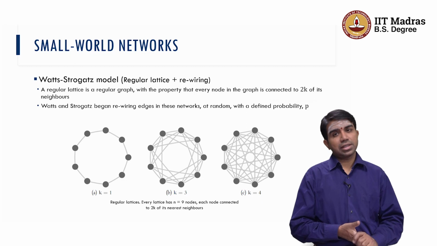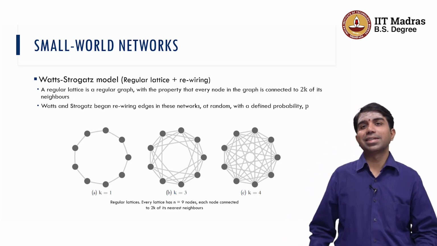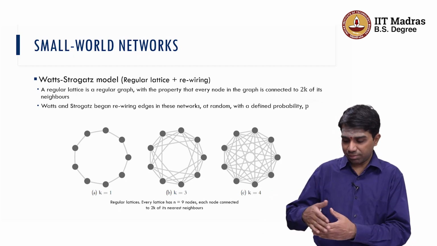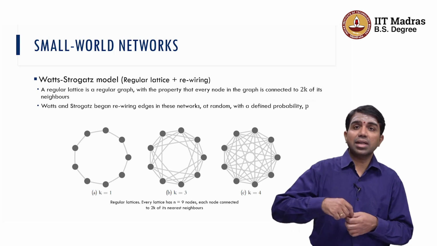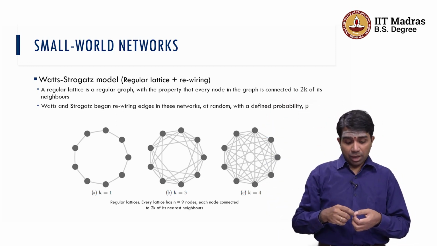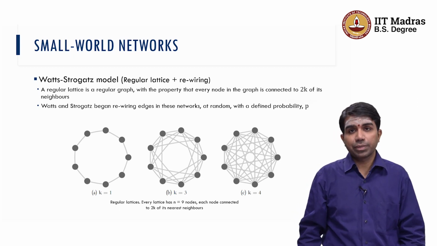What Watts and Strogatz suggested was that you now start rewiring this regular table, meaning you sever some links that are immediate, that are adjacent to you, and connect them across the table. How do you do that? What they suggested was, let us do this with the probability p.